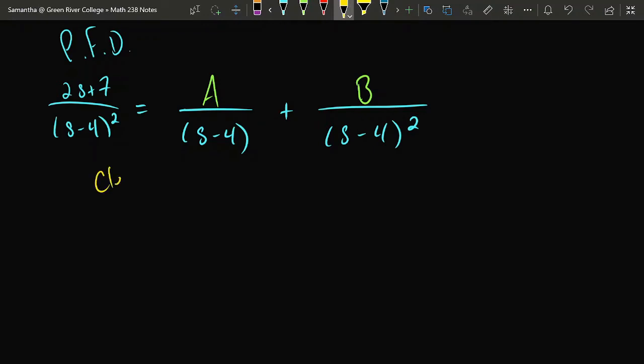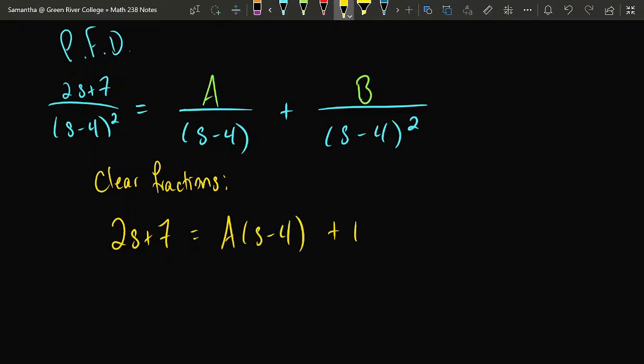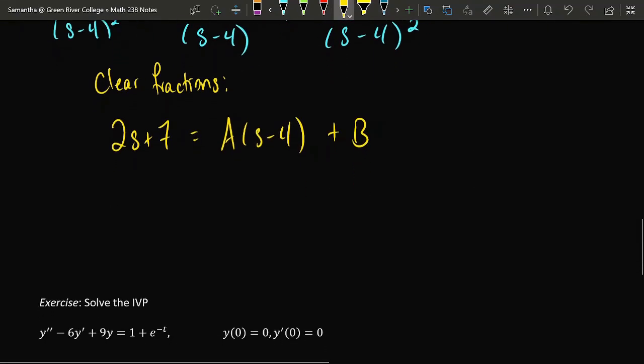And now if we clear the fractions, multiplying through by the least common denominator, we get 2s plus 7 is equal to a times one copy of s minus 4 plus b. And therefore 2s plus 7 is equal to as minus 4a plus b.